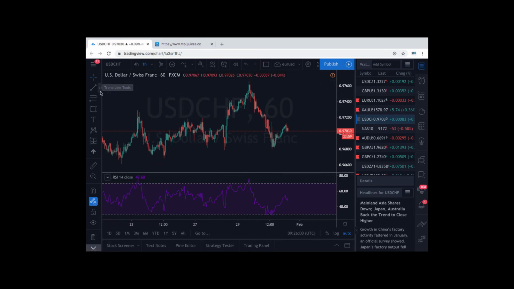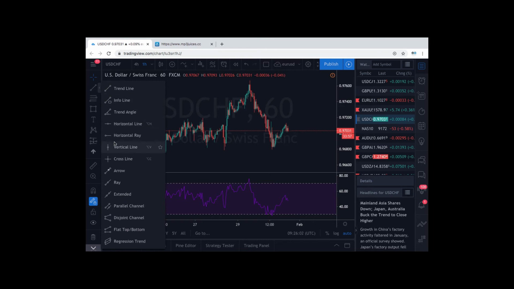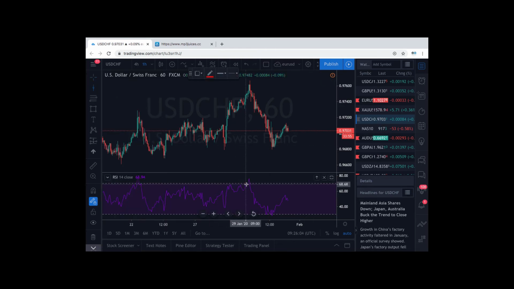So let me just show you guys with a horizontal line. Try to make it exactly like that. Okay, so here you go. You guys can see this is the area that I was trying to indicate where we're overbought. And then what happened after that? The market started crashing down. Same thing in this area here. The market was oversold around this area here, and then what happened here?